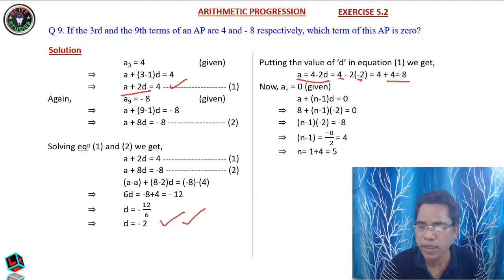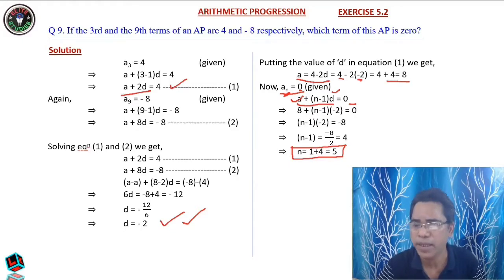I told you, in this case we have to read like this: which term of the AP means the value of which term of the AP is 0. So this is the formula, a plus n minus 1 d is equal to 0, because we know an is equal to a plus n minus 1 d. So putting the value of a and d, we got the value of n as 5. Okay, students. So which term of the AP is 0? The final answer is, in this AP where the third term is 4 and the ninth term is minus 8, the fifth term is 0.